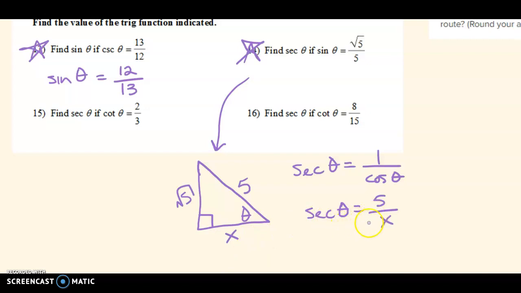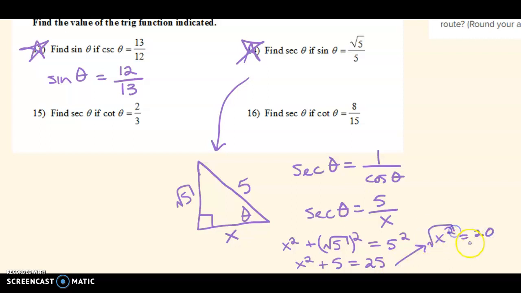And of course, in order to find that, I have to solve for that third side. I have to solve for x. And I'm going to do that using the Pythagorean theorem. So x squared plus root 5 squared is equal to 5 squared. Gives me x squared plus 5 is equal to 25. x squared is equal to 20. Take the square root of both sides. We get x is equal to the square root of 20. Okay, secant of theta is equal to 5 over the square root of 20.